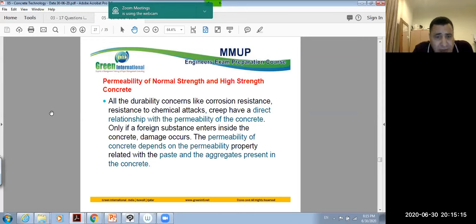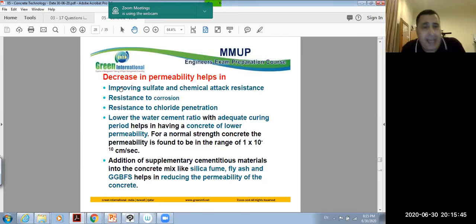Permeability of normal strength and high strength concrete: all durability concerns like corrosion, resistance to chemical attacks, all of this is about permeability of concrete. Only if foreign substances enter inside the concrete, damage occurs for sure. The permeability of concrete depends on the permeability of the paste and the aggregates present in the concrete. As much as you decrease the permeability, you are going to have a good quality concrete product. It improves resistance to sulfate and chemical attacks, corrosion, and chloride penetration. A lower water cement ratio with an adequate curing period helps in having concrete of lower permeability.